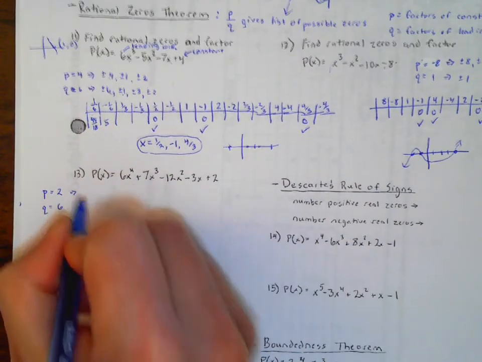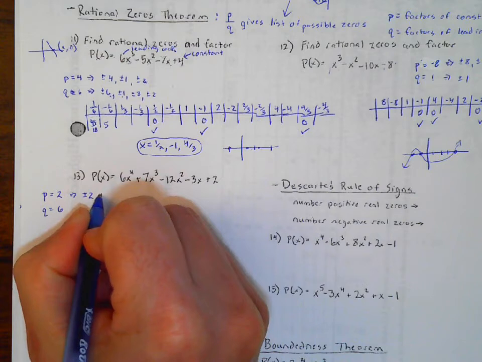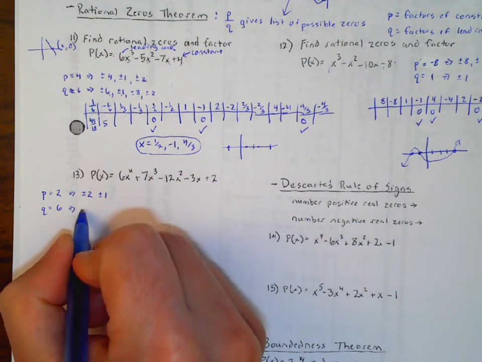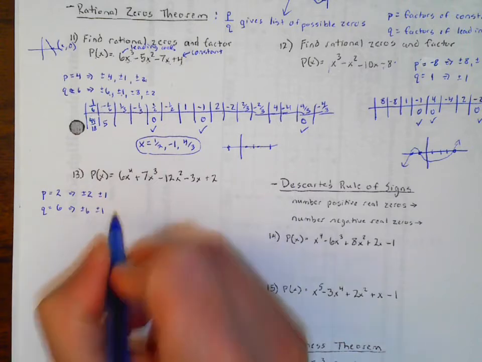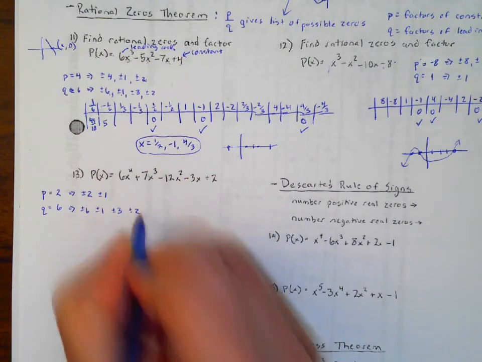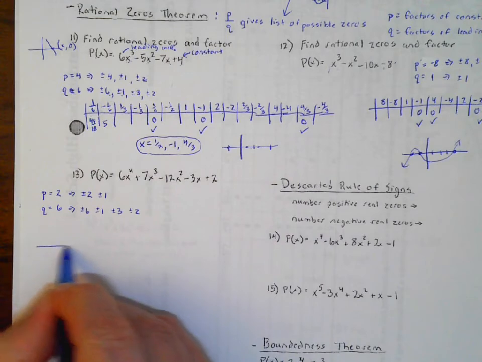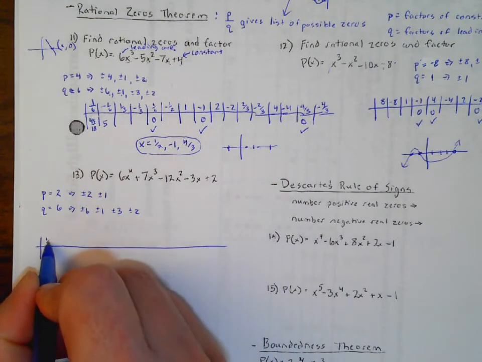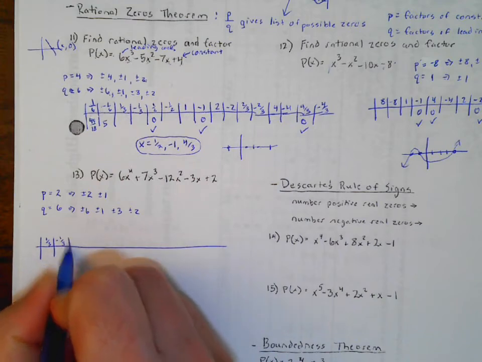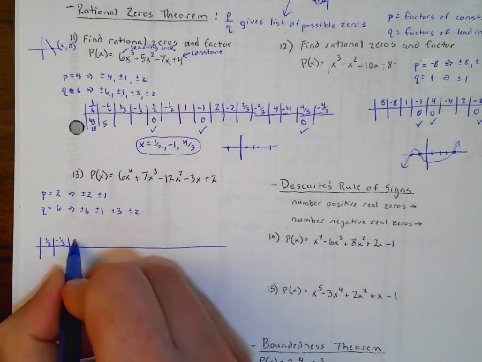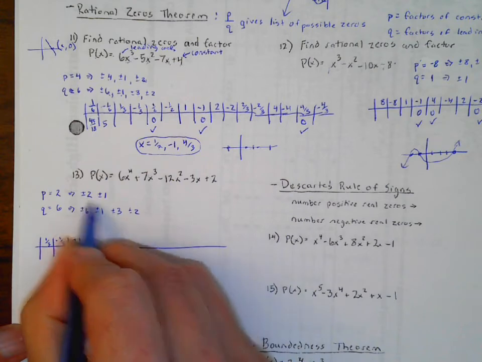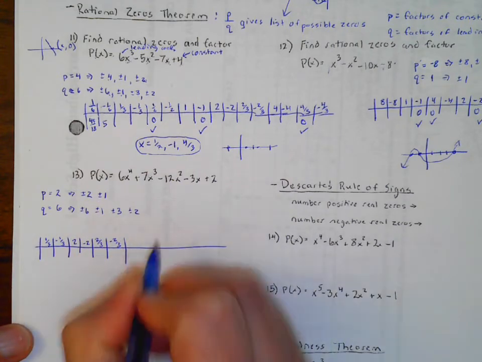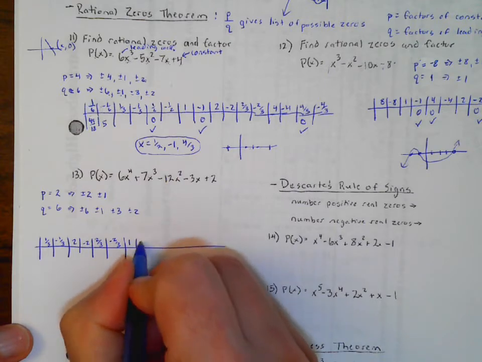Okay, so the p is either 2 times 1, those are the only factors of 2, and of 6 I got 6 and 1, or 3 and 2. So then I got to list them all out. 2 divided by 6 is 1/3, or negative 1/3. 2 divided by 1 would be 2, or negative 2. 2/3, negative 2/3. And 2 divided by 2 is 1, negative 1.